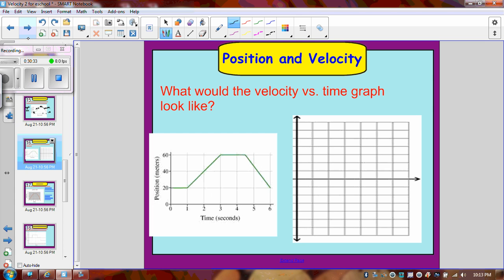Now we're going to give you an opportunity to transfer this data over into a velocity versus time graph. Pause the video, then hit play to reveal the answer.